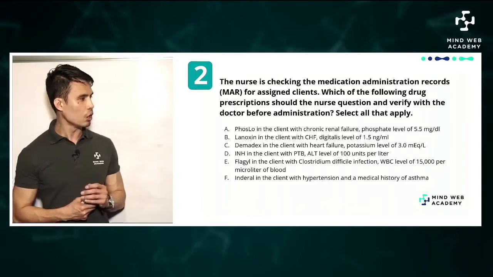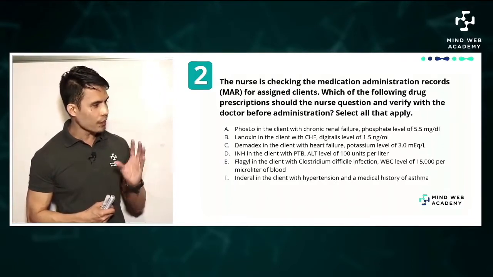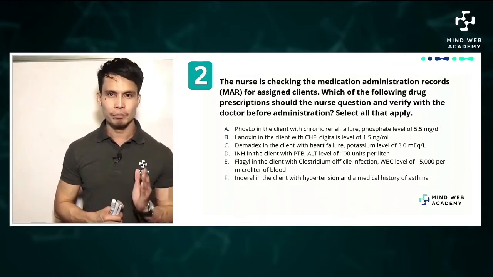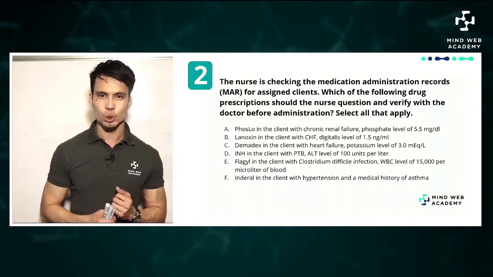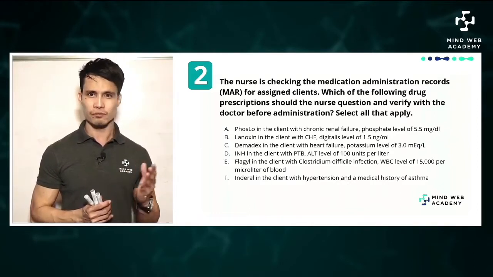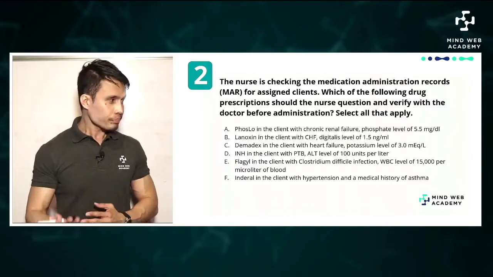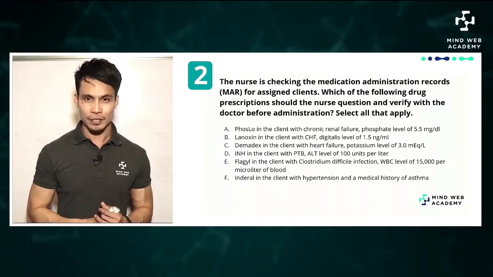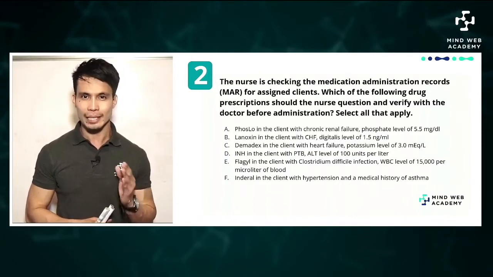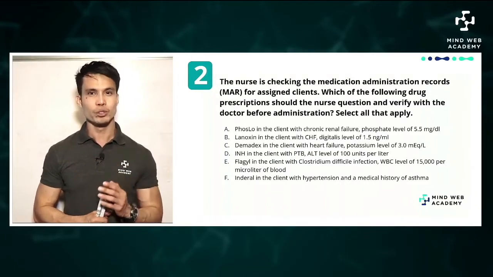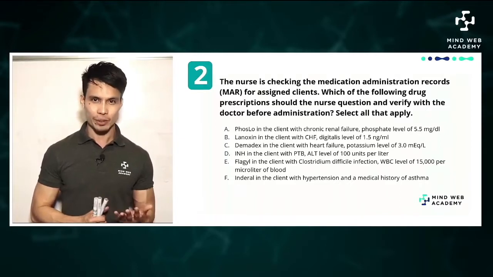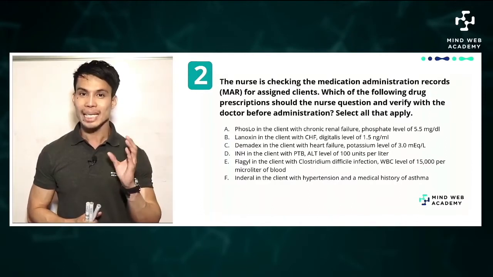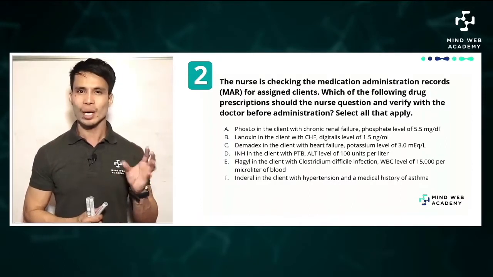You have Foslo in a client with chronic renal failure, phosphate level of 5.5 milligram per dL. I know it's hard for you to understand what Foslo is. You also need to understand your normal values before taking your NCLEX, because you can never analyze letter A if you don't know your normal values. Am I correct with that? So know your normal values first, and then know your medication by heart. So what is Foslo, nurses?